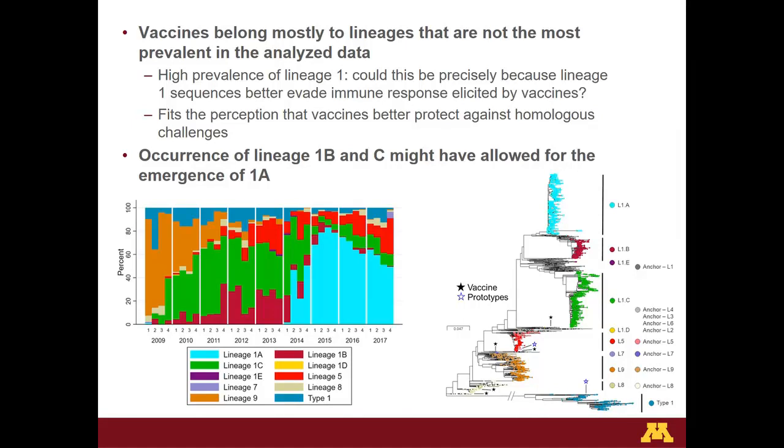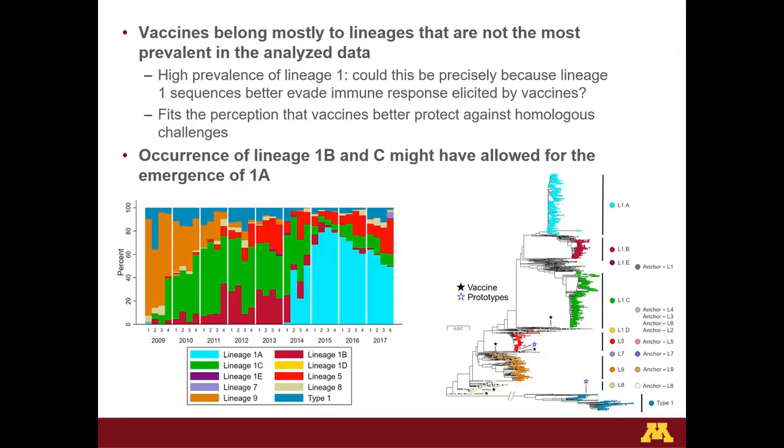So to finish, starting to wrap up my presentation here, we identified vaccines that belong mostly to lineages that are not the most prevalent in the analyzed data. We saw a high prevalence of lineage 1. We think that this high prevalence of lineage 1 could precisely be because those sequences are better able to evade immune responses elicited by vaccines.